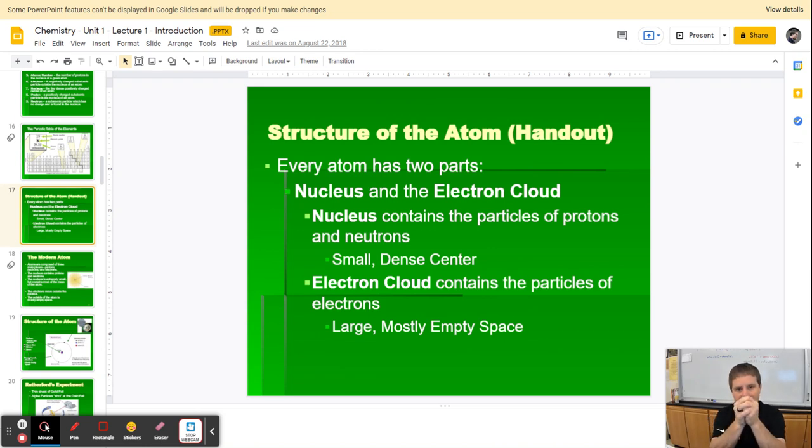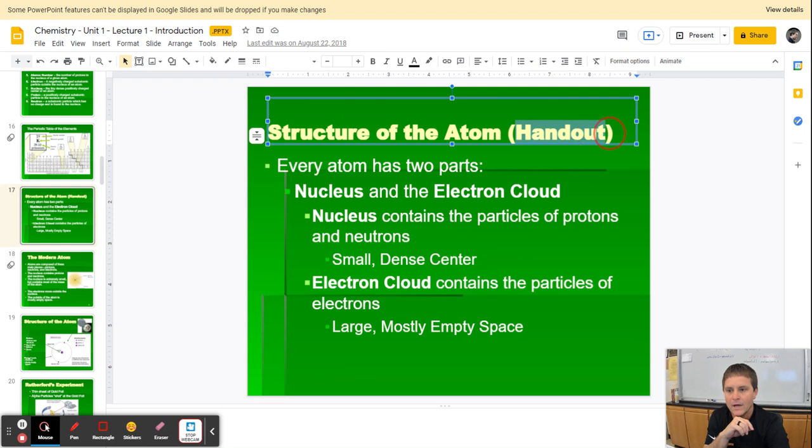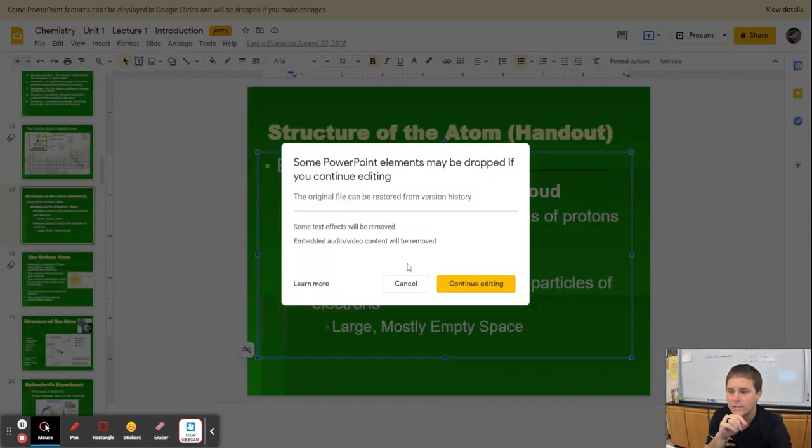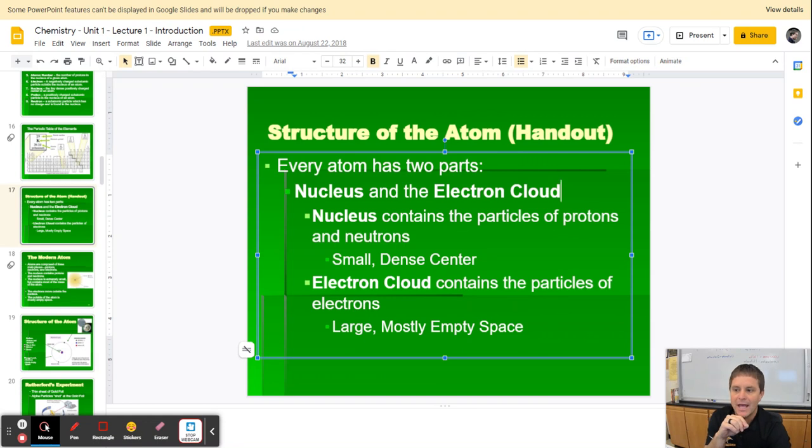Now we're going to move on from thinking of these atoms as solid spheres, but instead they have two primary parts to them. And we're going to put this information on our handout. The first part is that every atom has a nucleus, and that nucleus is in the center of the atom. It's a very small, dense center, and that nucleus contains two types of particles. It contains protons and it contains neutrons.